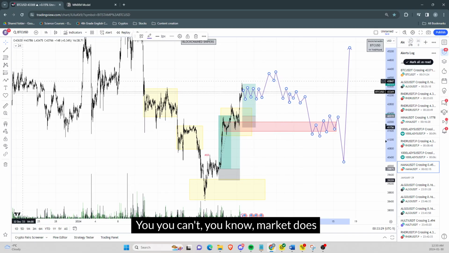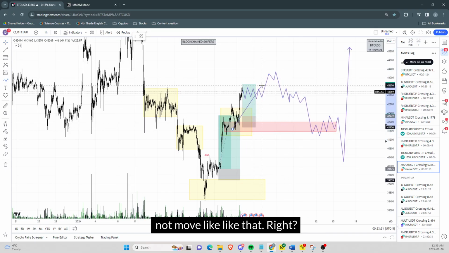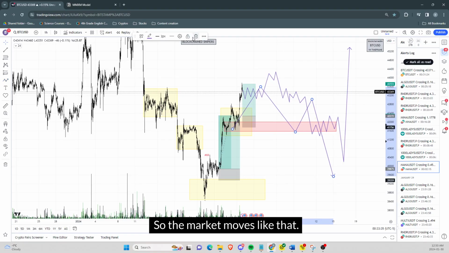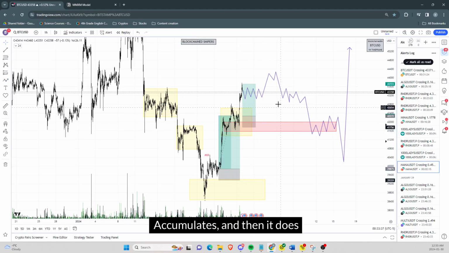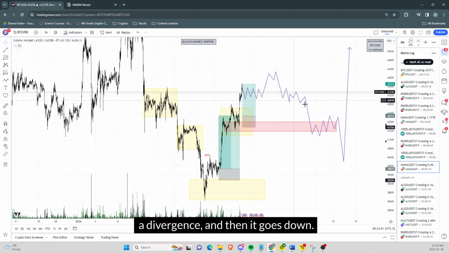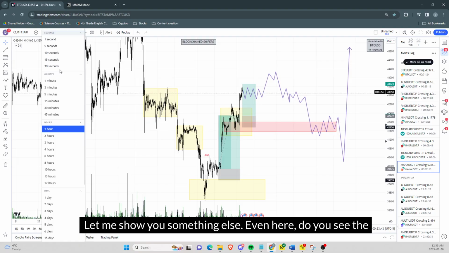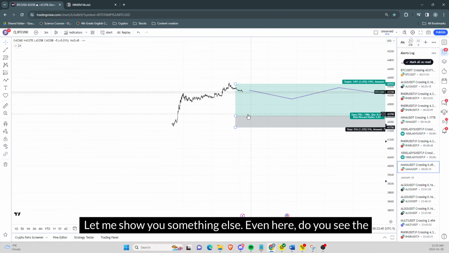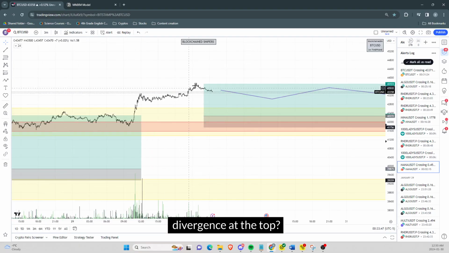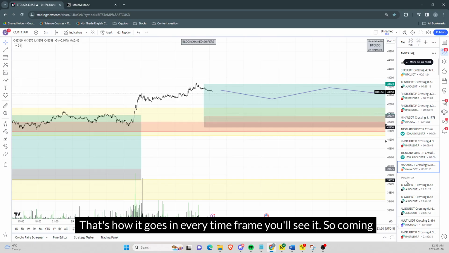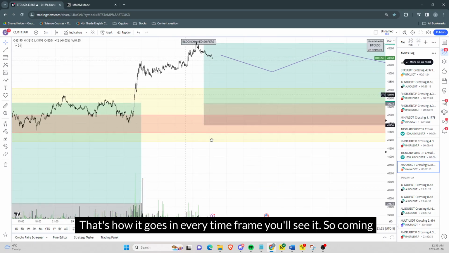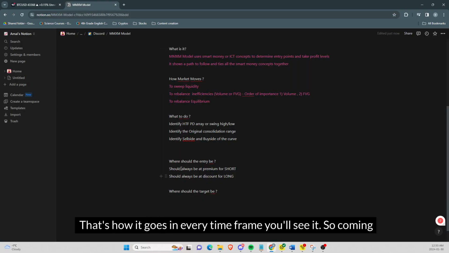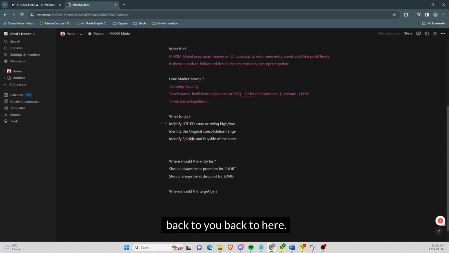All right, so this is how the market moves. Market does not move like that, right? So the market moves like that, accumulates, and then it does a divergence, and then it goes down. Let me show you something else. Even here, do you see the divergence at the top? That's how it goes. In every time frame you'll see it. So coming back to here.